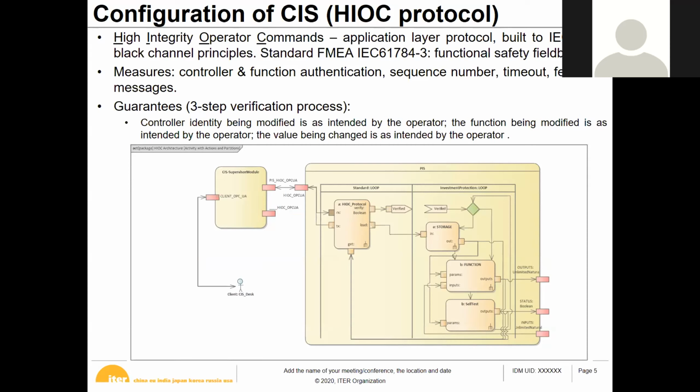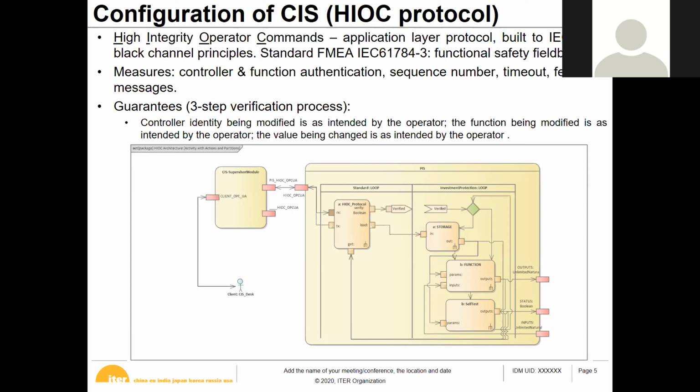At the messaging layer, it implements various measures like controller ID, function ID, sequence numbering, timeout, and feedback in order to guarantee a 3-step verification process, which ensures that the controller being modified is as intended by the operator, the function being modified is as intended by the operator, and the value being changed is as intended by the operator.